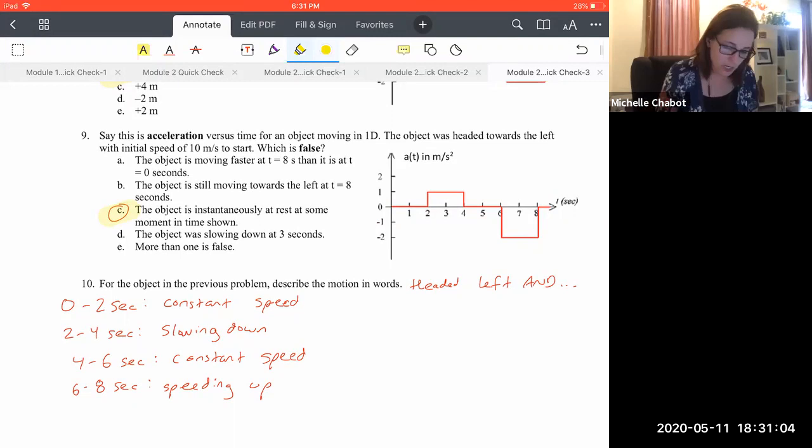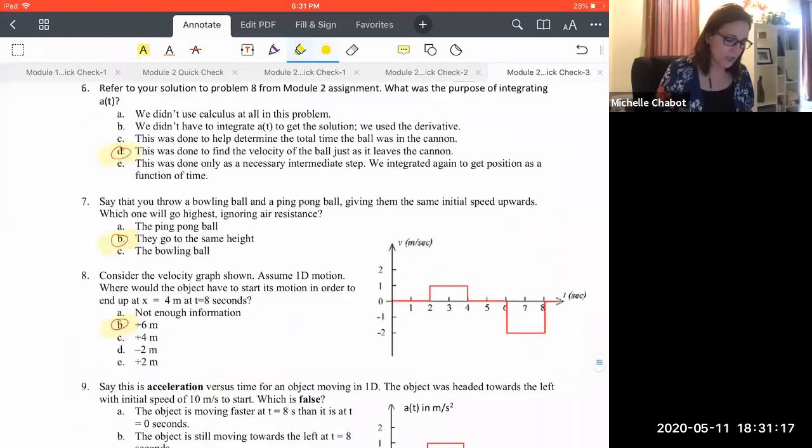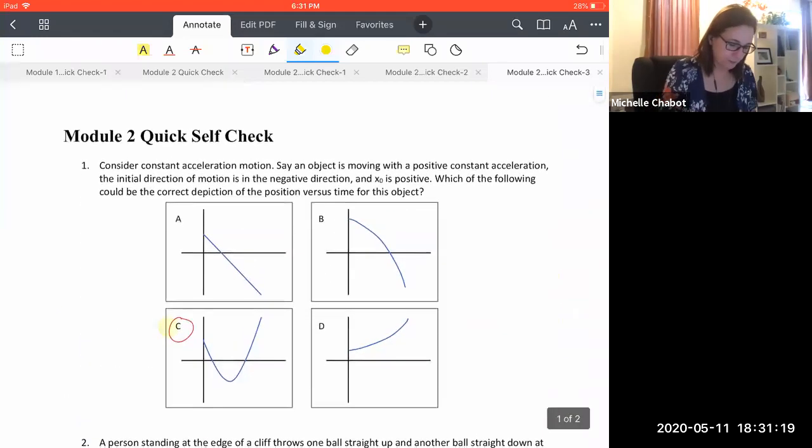6 is D, 7 is B, 8 is B, and 9 is C, and then 10 for the open response description of the motion. It's headed to the left the entire time, and then from 0 to 2 seconds, it has a constant speed, then it slows down, then constant speed again, and then it speeds back up. All right, so let's go ahead and review each of these.